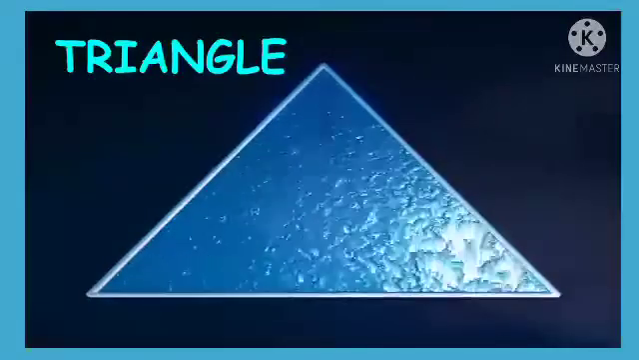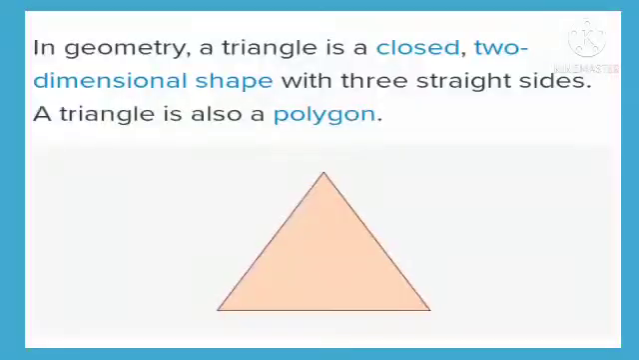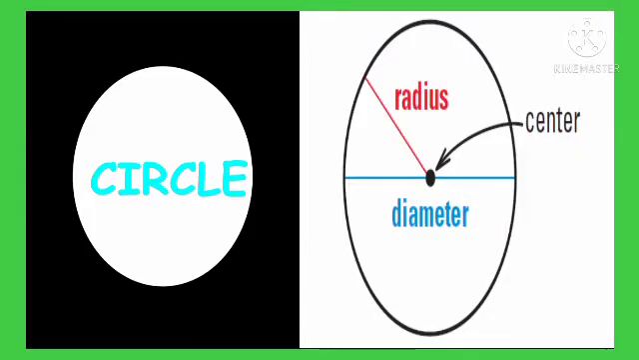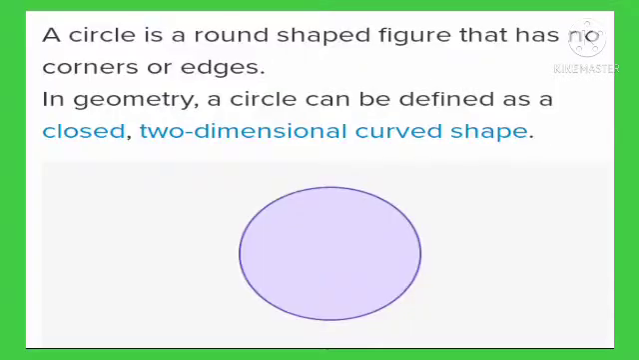Now let us see another 2D shape known as a triangle. In geometry, a triangle is a closed two-dimensional shape with three straight sides. A triangle is also a polygon. Triangles around us. Now let us see about the circle. A circle is perfectly round in shape. It has no sides and no diagonals. A circle is a round-shaped figure that has no corners or edges.